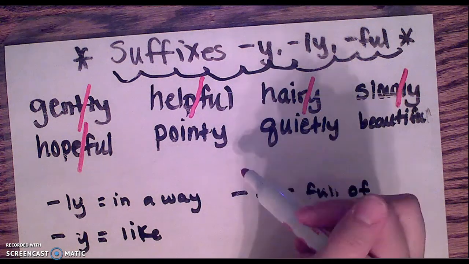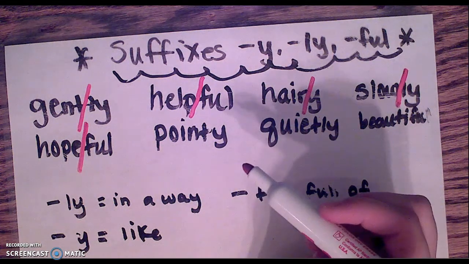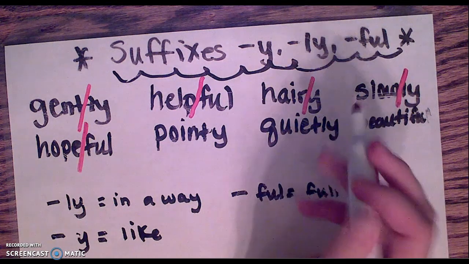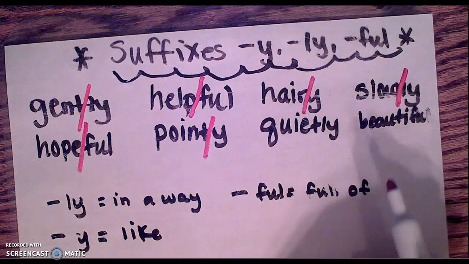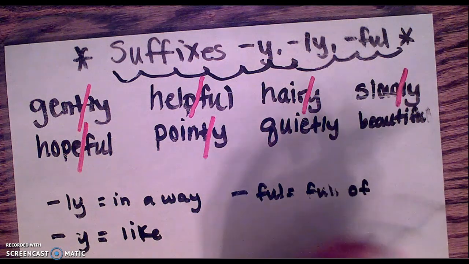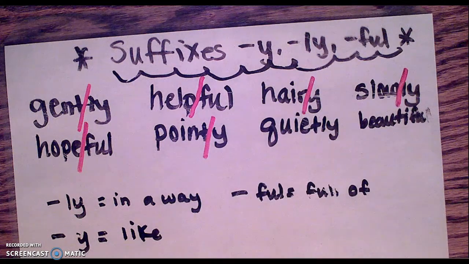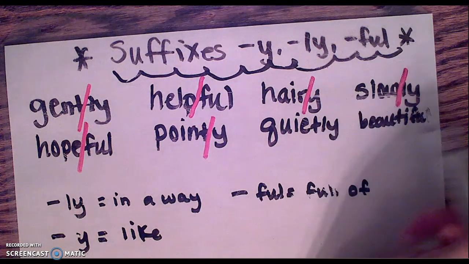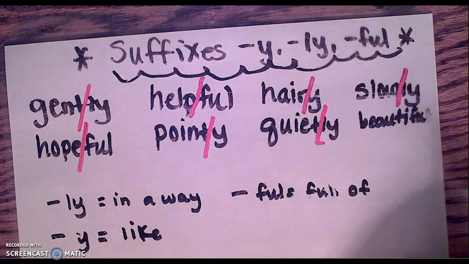Next is pointy. Let's find our syllables. Everyone say it. Pointy. Clap it out. Where would we put it? In between point and e. Next is quietly. First say it. Now clap it out. Where would we put our slash? In between quiet and ly.